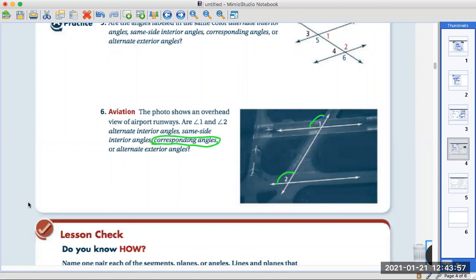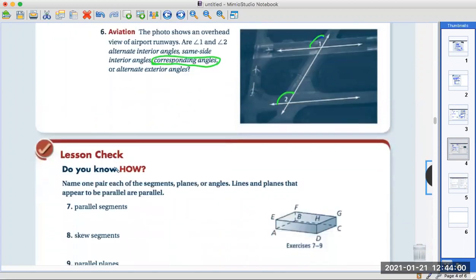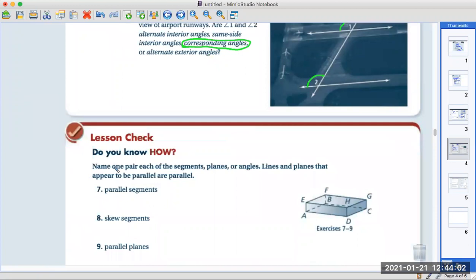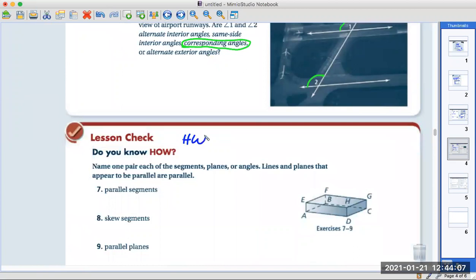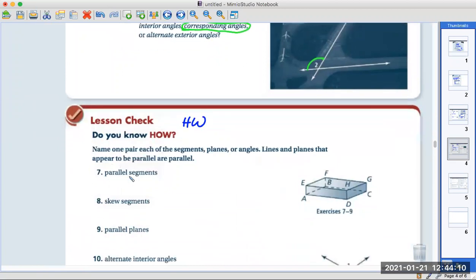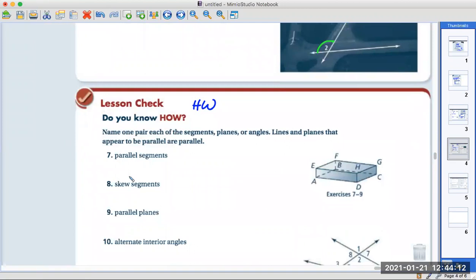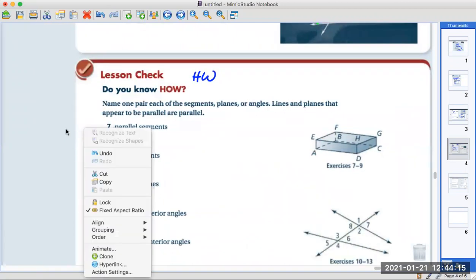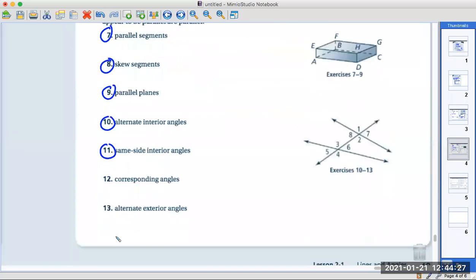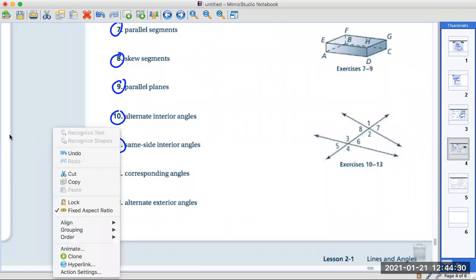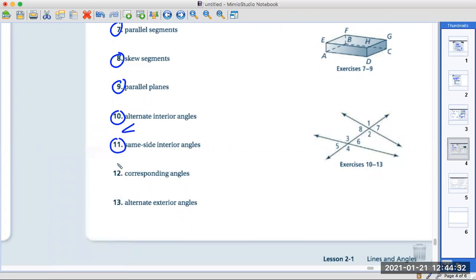Okay. So homework, I have a lot of work for you, but it's short questions. There's no real math involved. So please don't despair and go, oh my gosh, because usually I give you very few homework questions if they involve a lot of computation. But in this lesson, all you have to do is look at the pictures and come up with parallel segments. EF and HG are parallel. Parallel planes, alternate interior. You got to identify the angles. Which ones? Don't forget the angle symbol, this one.